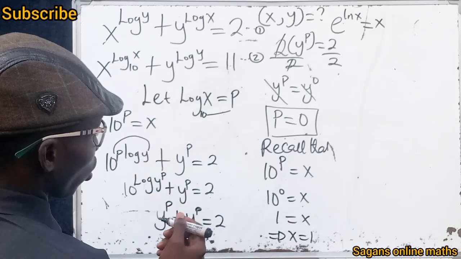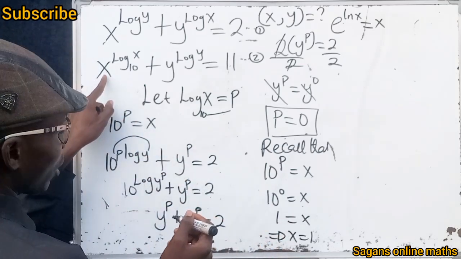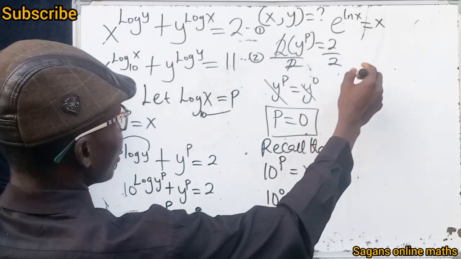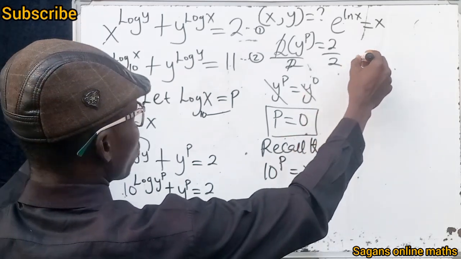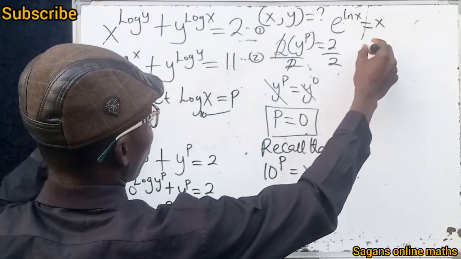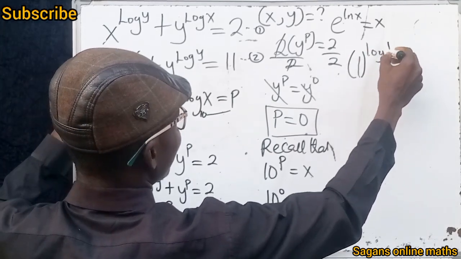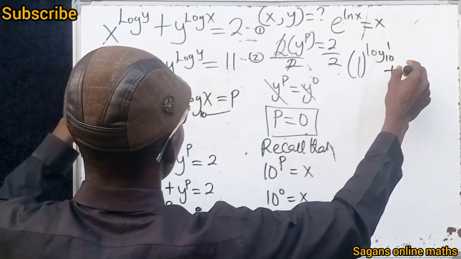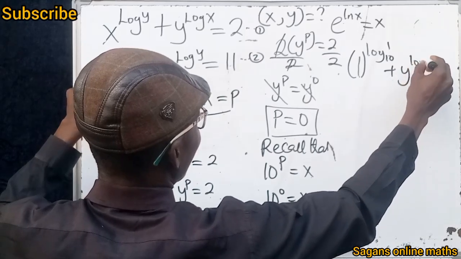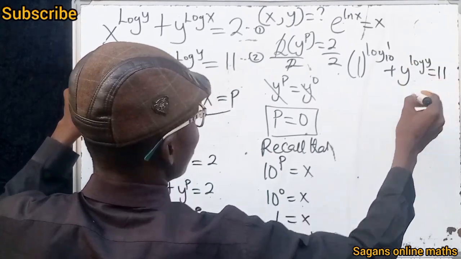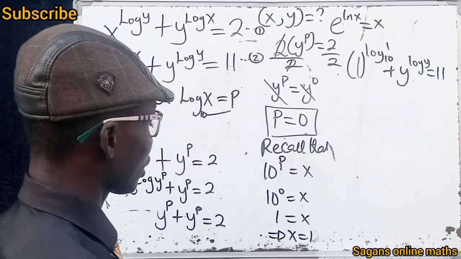Let's use y since we are getting s. Let's substitute x, since we are getting s. So here you are now going to add that this is 1, right? Because s is 1. Then you have this is log raised to the power 1, log 1 base 10, right? Then plus y raised to the power log y equals 11. Because our x is 1, you can see it from here.